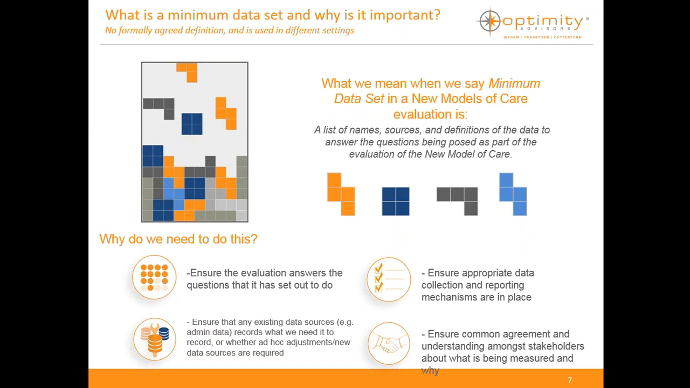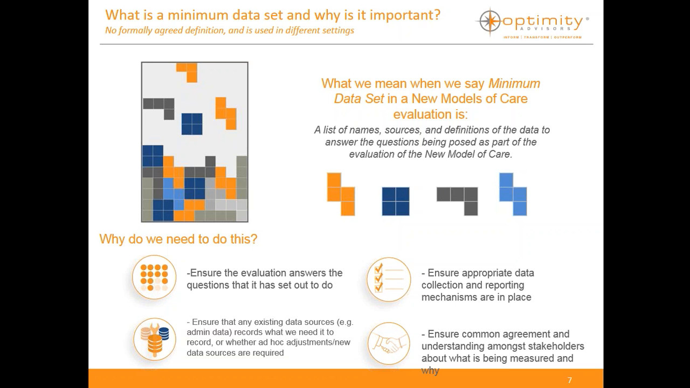So, why do we need to do this? Well, first of all, we need to ensure that the evaluation actually answers the questions that it set out to do. If we're interested in value for money, we need to make sure that we're collecting information on expenditure and outcomes. If we're going to use any existing data sources, for example, administrative data, we need to ensure that this data actually records what we need it to record, or whether we need to make some ad hoc adjustments or new data sources are required to inform that information.